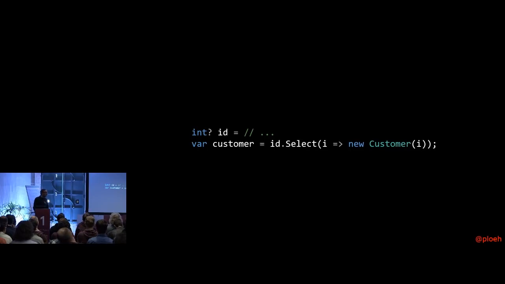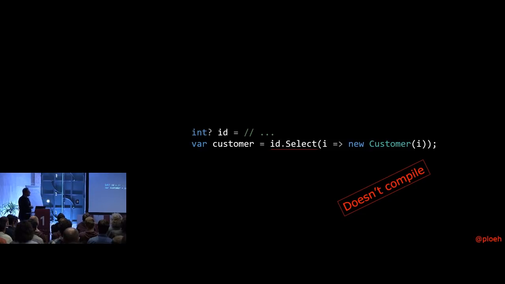I had to create that customer before. It'd be really nice if we could do something like this, and that would be safe. So I could say id.Select, and then say, if ID is a value, there's an integer inside of it, and then that i in the lambda expression would be the integer, and then I could create a new customer. That'd be really nice. Yeah, but doesn't compile, sorry. And the reason for that is that Customer is a reference type, and we had that type constraint saying T can only be a value type. So, sorry. C# 8 may do something about it.